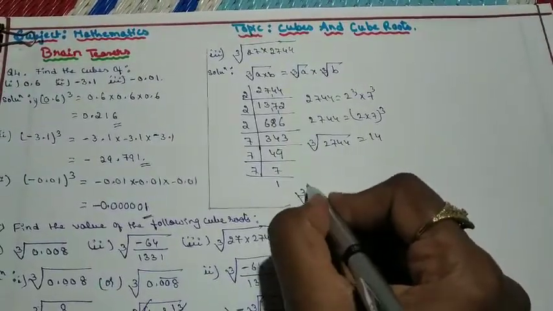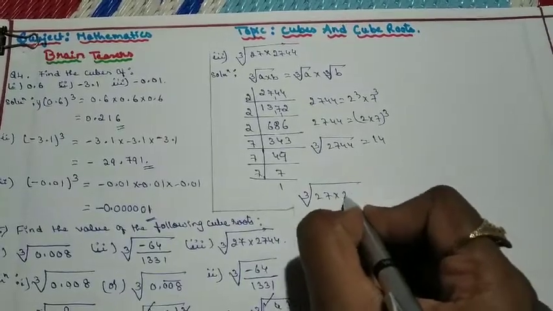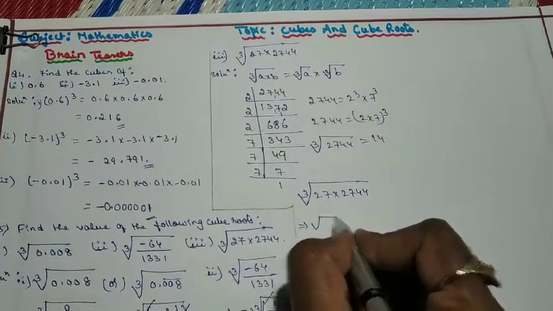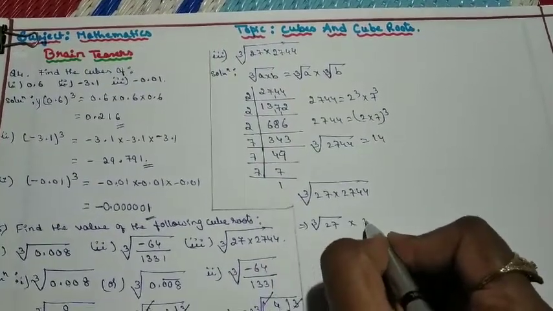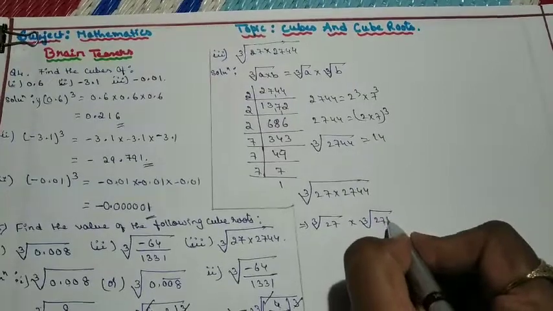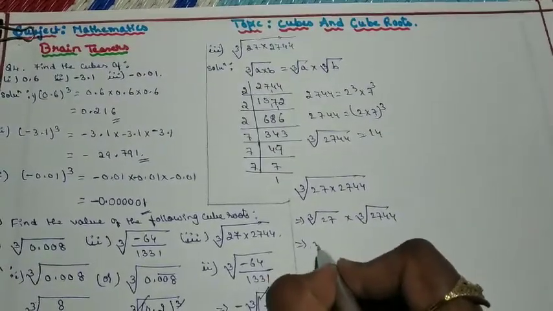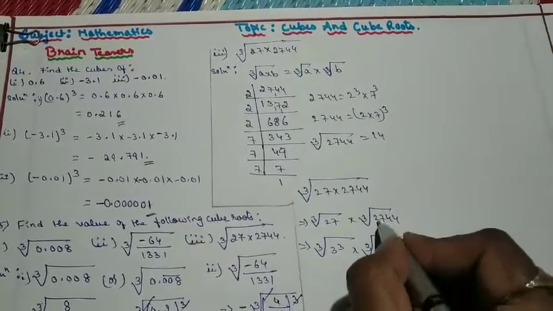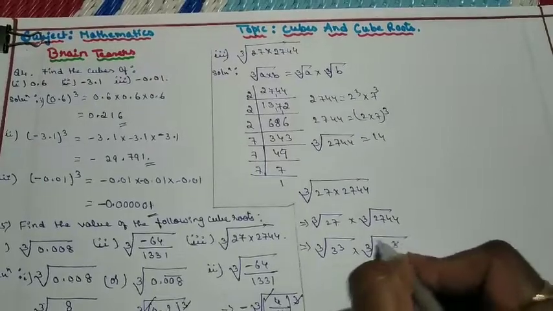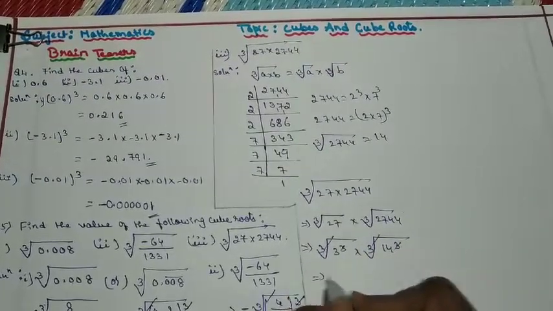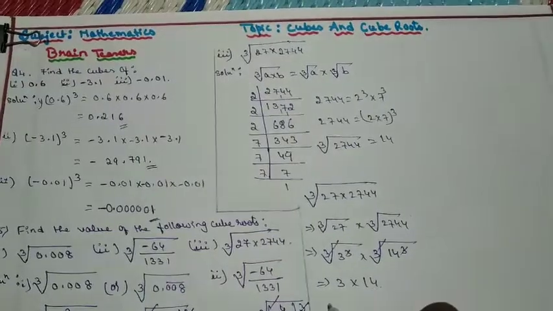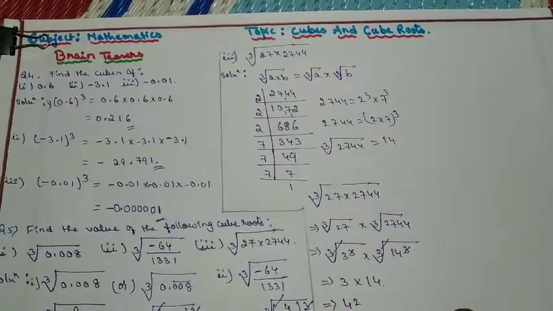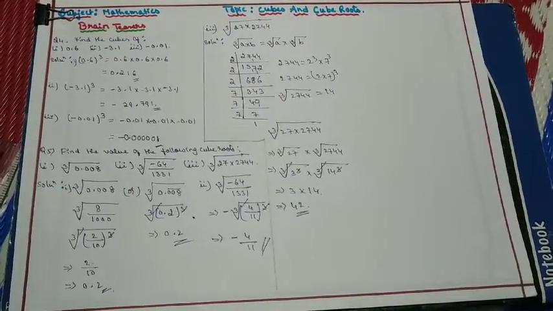Then according to the question, cube root of 27 into 2744, I can write as cube root of 27 into cube root of 2744. 27 is nothing but the perfect cube of 3, so 3 cube, into cube root of 2744, which is nothing but 14 cube. Cube and cube root get cancelled, then I'll get 3 into 14. We know that 14 3s are 42. 42 is the answer. Hope it's clear, children.